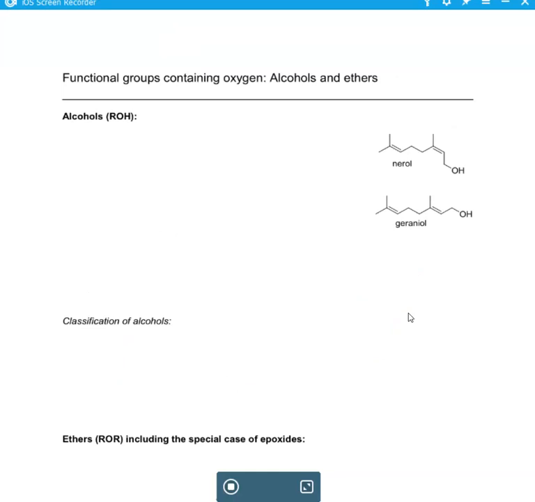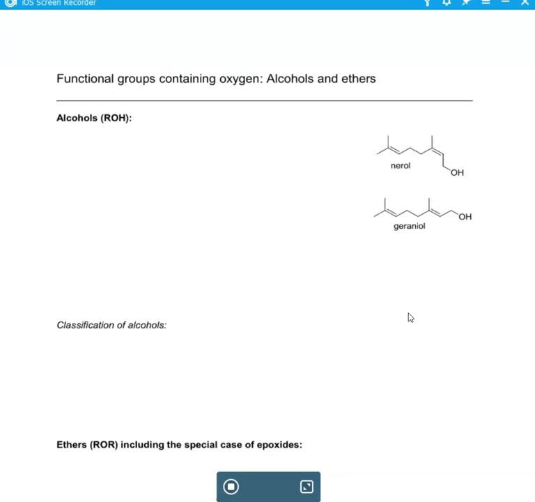Let's take a look at some of the functional groups that contain oxygen. So we're going to look at 2. The first one, which is a very, very common, almost ubiquitous type of compound, is called alcohol. The abbreviation for alcohol is ROH. What that means is that an alcohol is an alkyl group plus an OH group, which is referred to as a hydroxyl group.